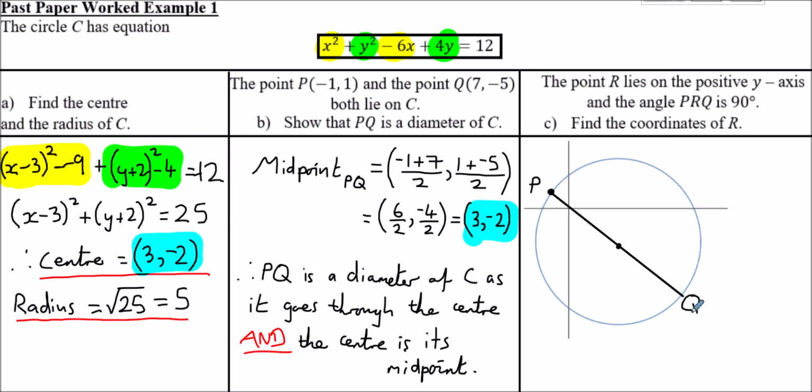So we've got 2 points on a circle, and a third point, which may or may not be, makes 90 degrees. We need to remember this theorem here. Angle in a semicircle, from last lesson. Angle in a semicircle is 90 degrees. In other words, because R makes a 90-degree angle with P and Q, which is a diameter, then R has to be on the circle as well.